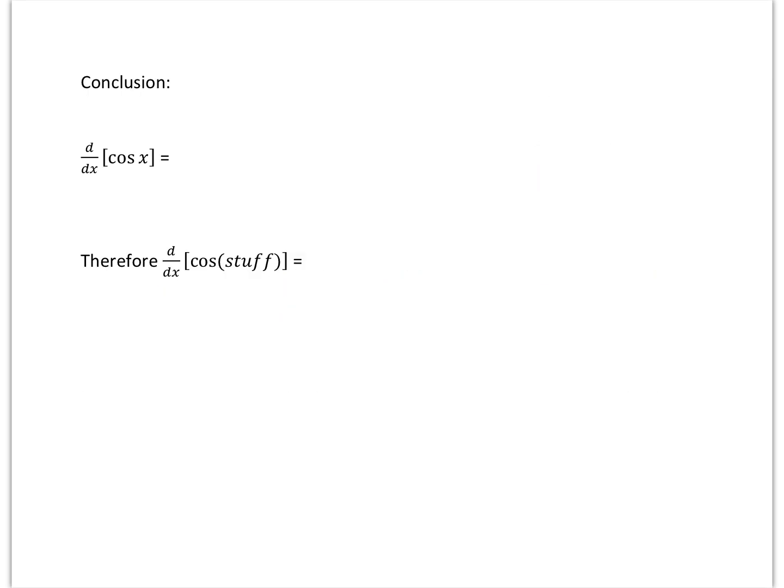Okay, we'll write down our official conclusion. The derivative of cosine is negative sine. And that means that the derivative of the cosine of some stuff is negative sine of the stuff times the derivative of the stuff.